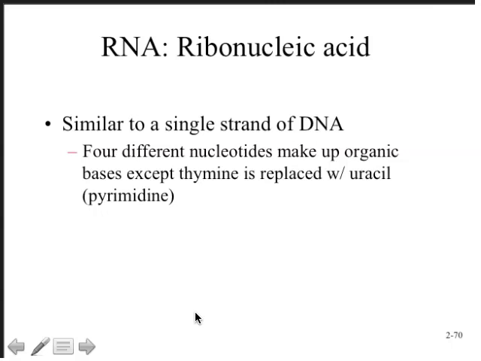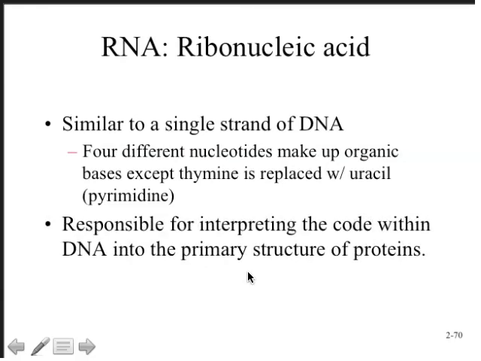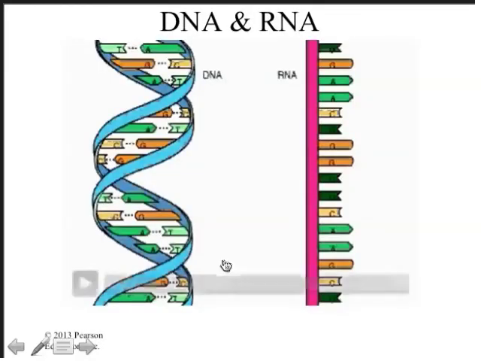It uses, again, uracil, cytosine, guanine, and adenine. And remember, again, that the pentose sugar in ribonucleic acid is ribose as opposed to deoxyribose. That is the pentose sugar. It's responsible for interpreting the code within DNA into the primary structure of proteins. And so what I want you to do is just take a listen to this video that talks about DNA and RNA, their relationship to each other, and their structural makeup. So take a listen now.